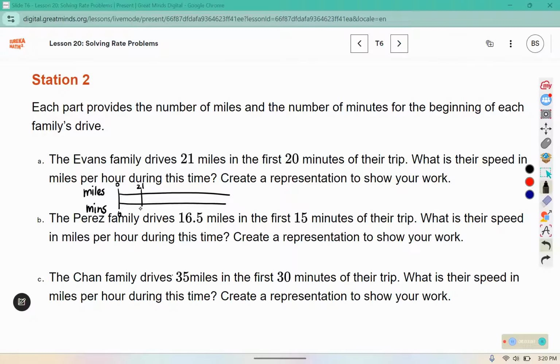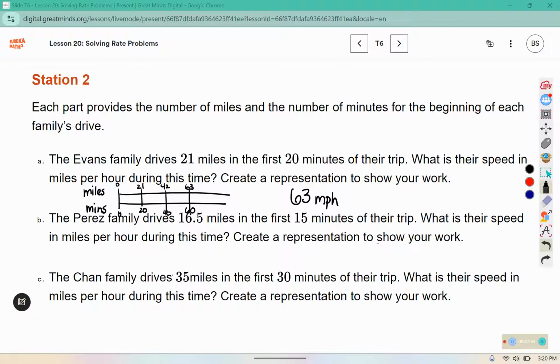They go 21 miles in 20 minutes. So that would be 42 miles in 40 minutes and 63 miles in 60 minutes, which is their time at an hour, 60 minutes in an hour. So their speed in miles per hour is 63 miles per hour.